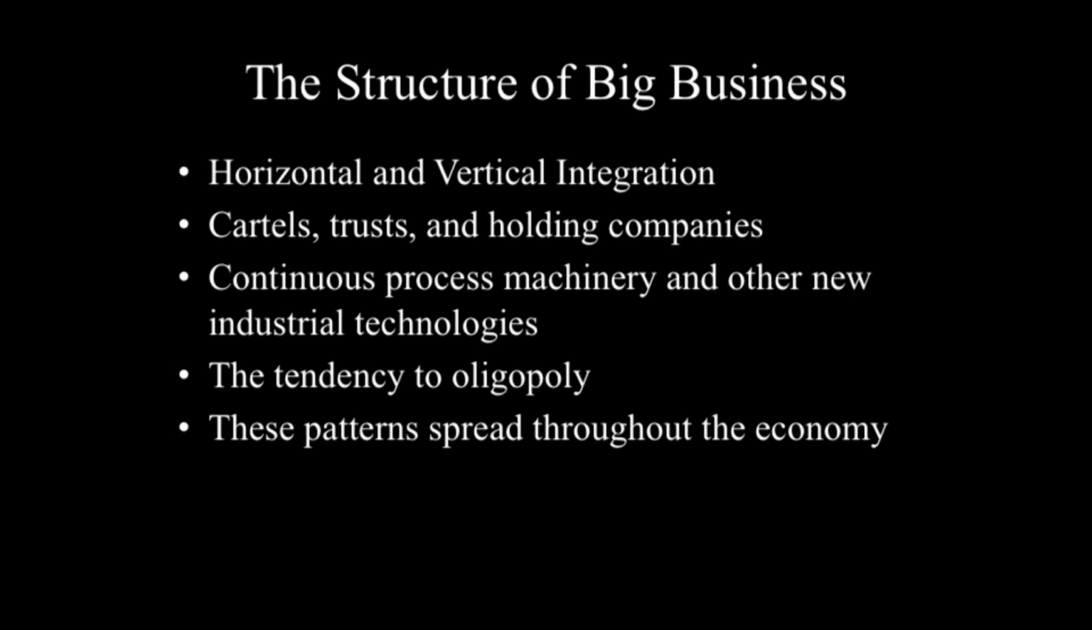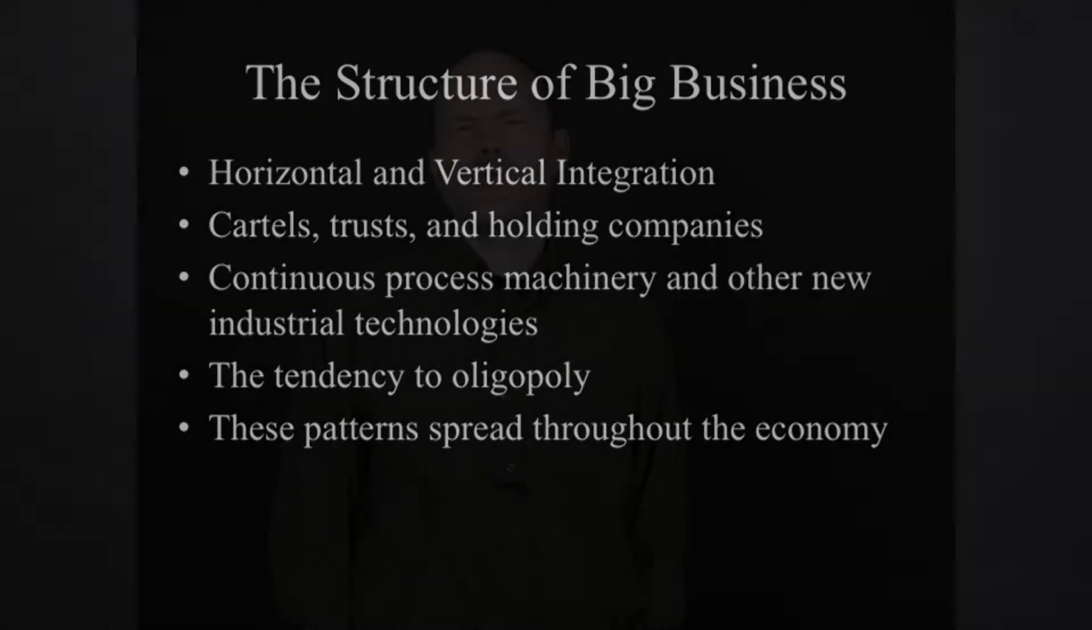And you saw a wave of these mergers in a variety of industries in the late 19th century. Under a variety of business forms, businesses might form cartels or trusts or holding companies or other kinds of corporate structures that made it possible to merge companies into one larger business enterprise.